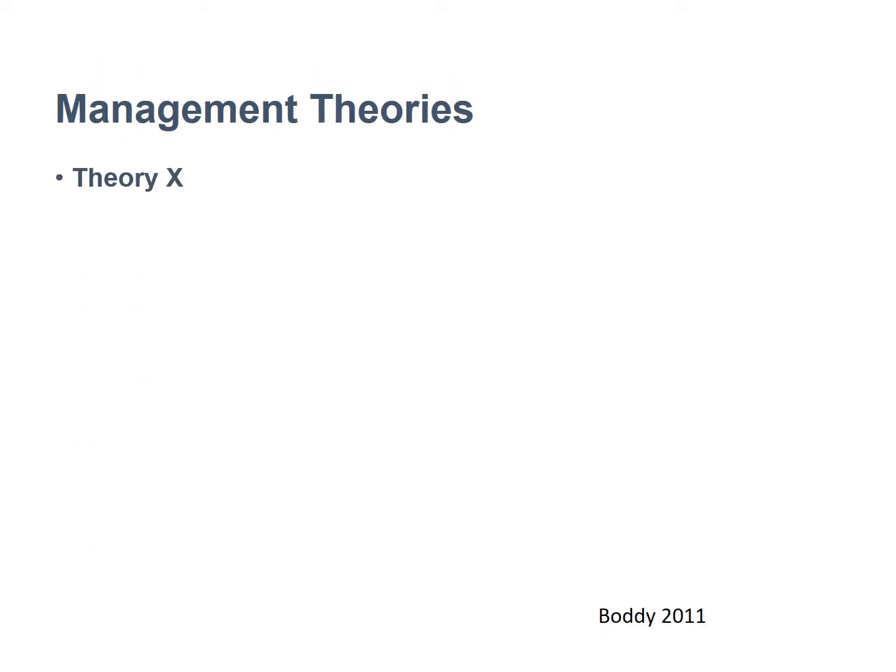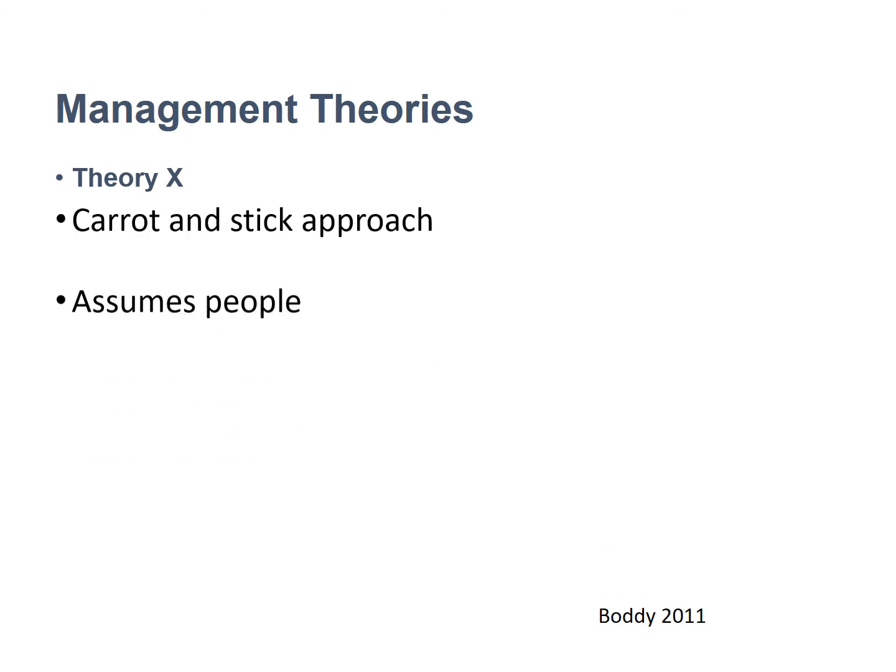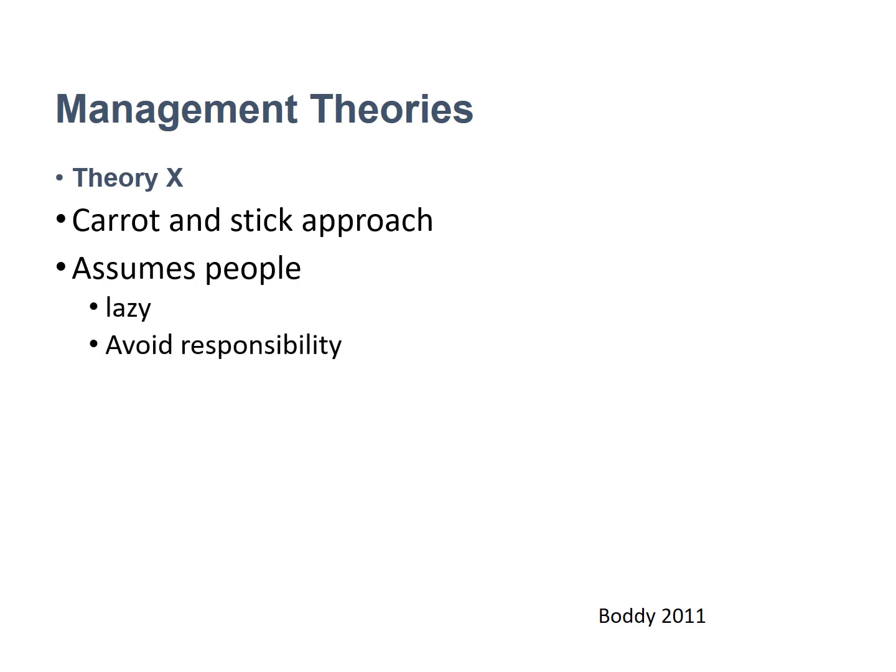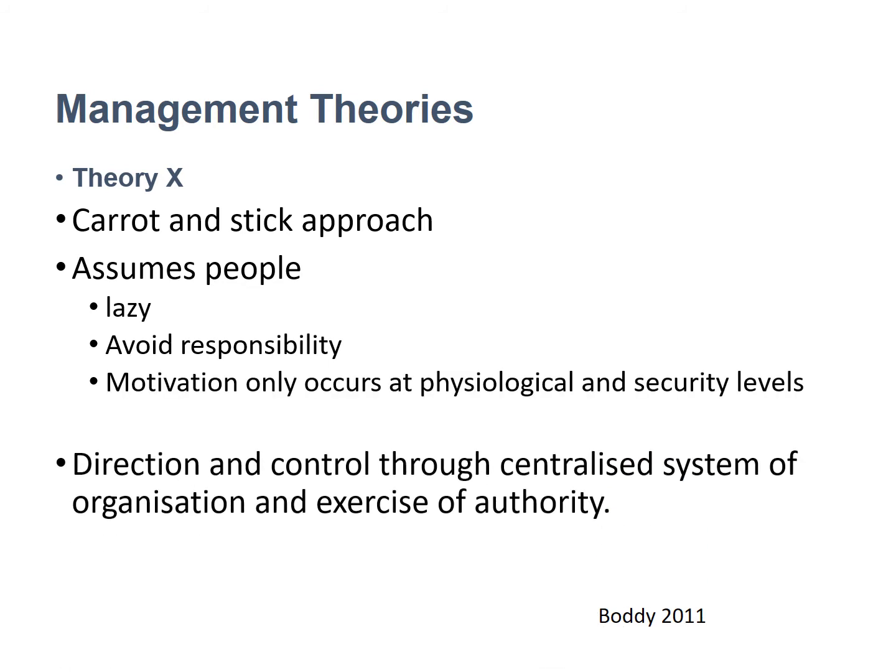Management theories, you've got theory X. This is the carrot and stick approach. It assumes people are lazy. They avoid responsibility, and motivation only occurs at psychological and security levels, at the bottom levels of Maslow's hierarchy of needs. Direction and control through centralized system of organization and exercise of authority.